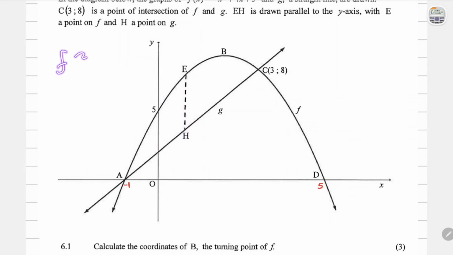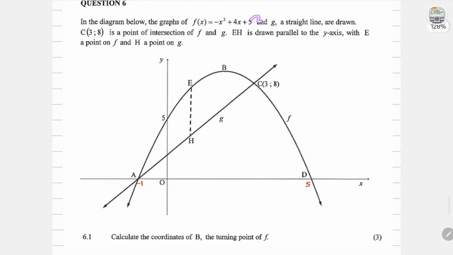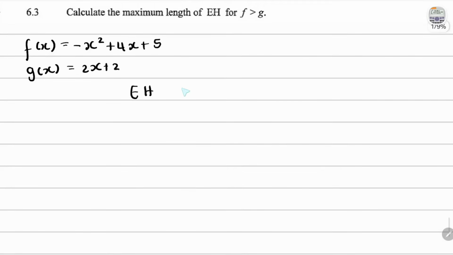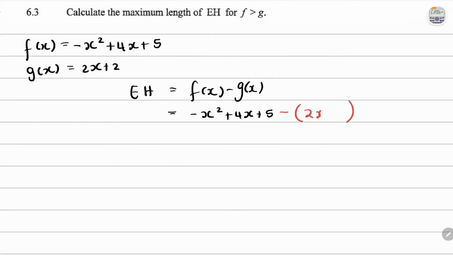Okay, so you're simply going to say f of x minus g of x. Take that y value minus this y value, and it will give you the length of EH. Of course, this will be in terms of x at first. Okay, so we're taking the graph of f and subtracting the graph of g. So to find EH, we say f of x minus g of x, and we're going to say this is equal to, and we have negative x squared, all of that, minus the g graph. But remember that this is going to be put in brackets, so it'll be 2x plus 2, and if you distribute, they become negative 2x minus 2.